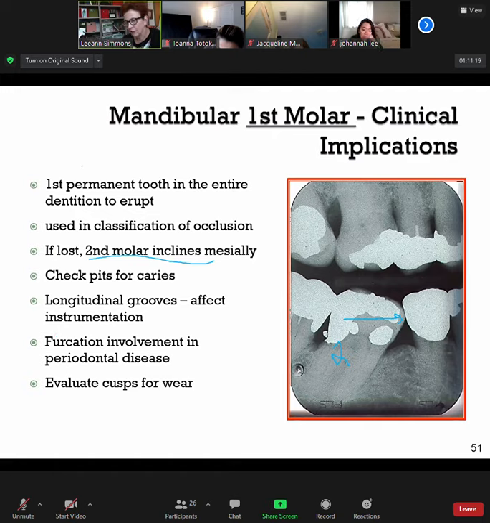You have to check the pits for caries. Longitudinal grooves on the roots can be difficult to instrument. You've got to look for furcation involvement on the buccal and lingual aspects in patients with periodontal or gum disease, and evaluate cusp tips for wear. But here's just a really cool x-ray. You can see that the first molar tooth has been gone so long that these other two teeth are just leaning right in.